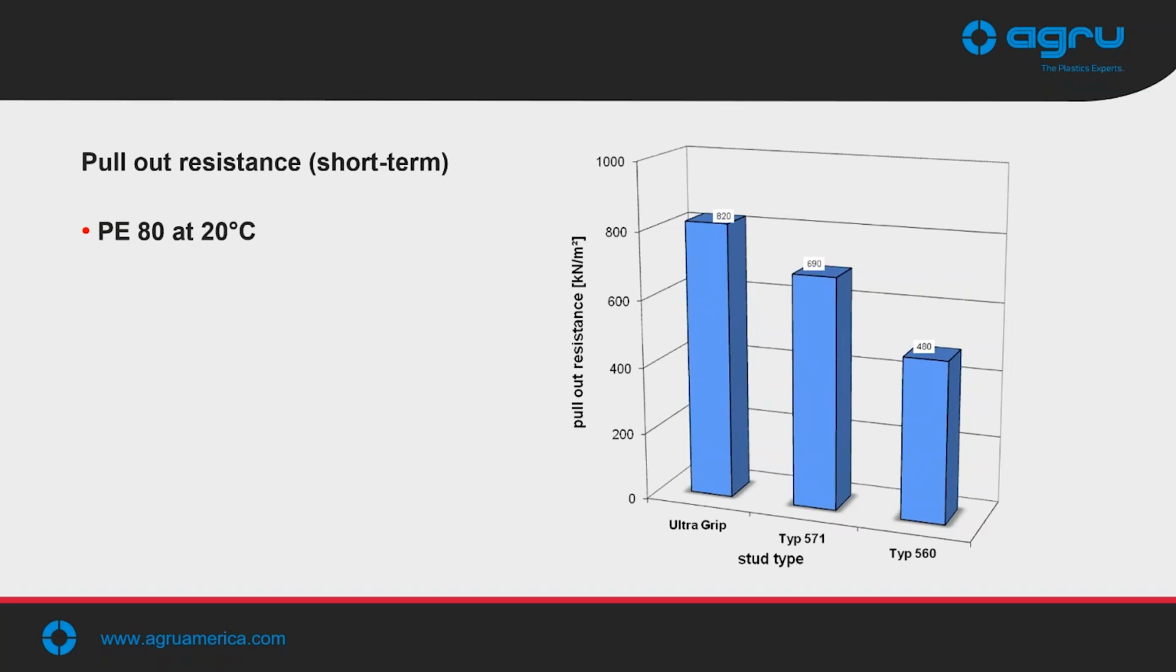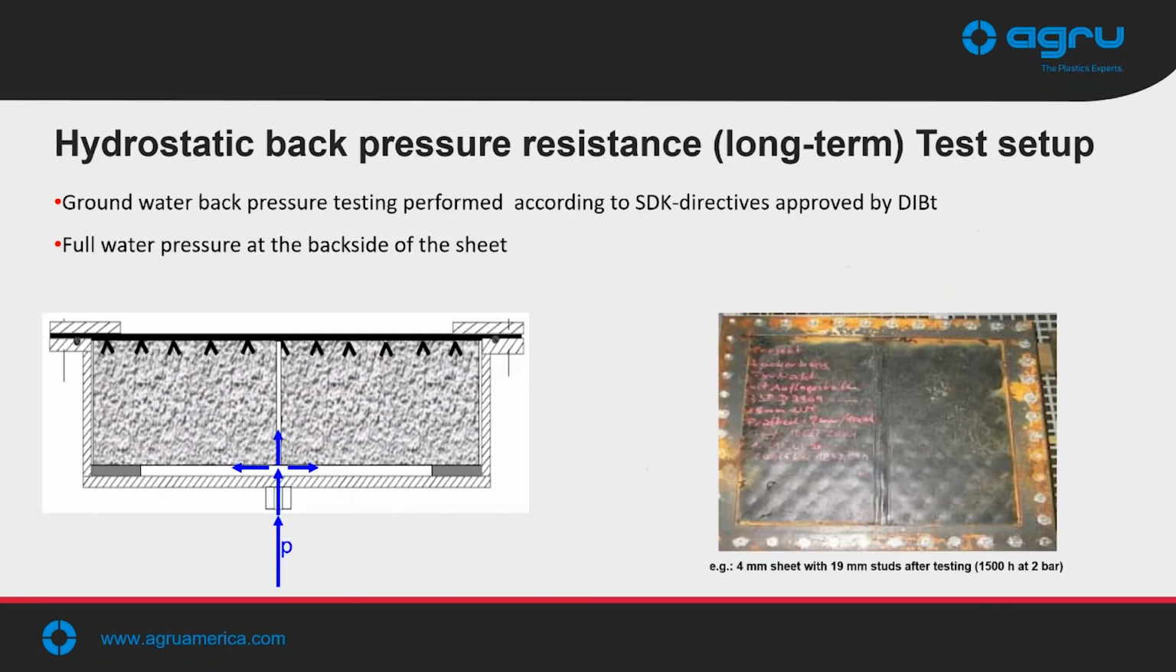In this slide, we'll show the three different anchor types. We have our type 560, which is standard Sure-Grip. Type 571 is a little taller anchor. That's a 19 millimeter anchor. In there we can see we get about 690, and the Ultra-Grip anchor system is 820. So we'll show those in a little more detail moving forward.